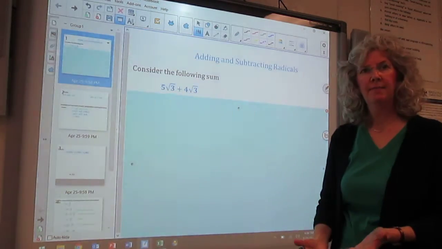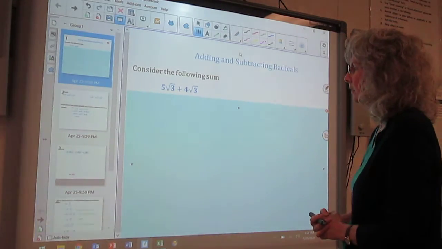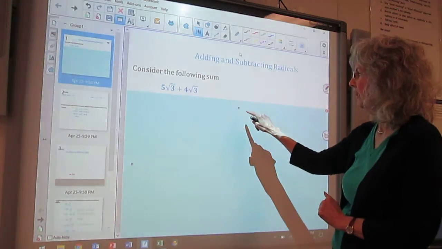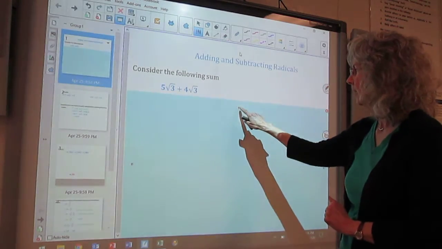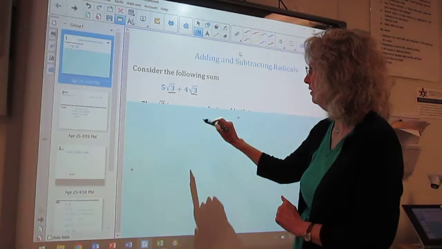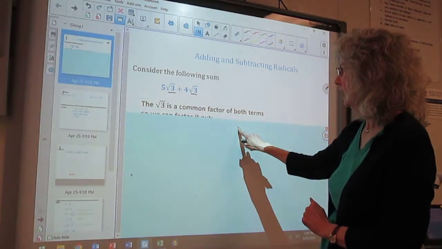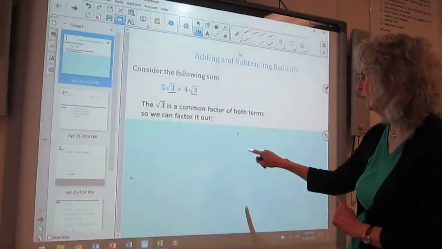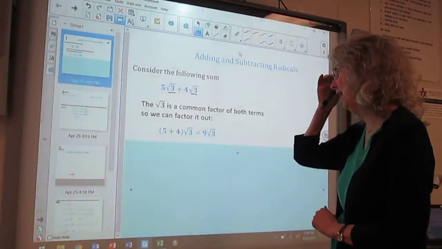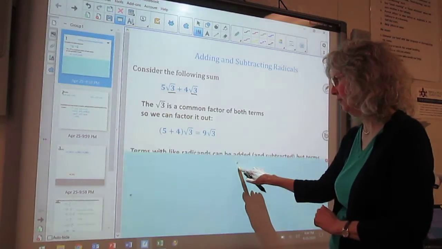Consider the following sum, 5 times the square root of 3 plus 4 times the square root of 3. Well, there's two terms in that expression. Each term has two factors, and the square root of 3 is a common factor. 4 and 5 are the other factors. The square root of 3 is a common factor, so we're going to factor it out. When we factor it out, we're going to be left with 5 plus 4. And 5 plus 4 times the square root of 3 is 9 the square root of 3.